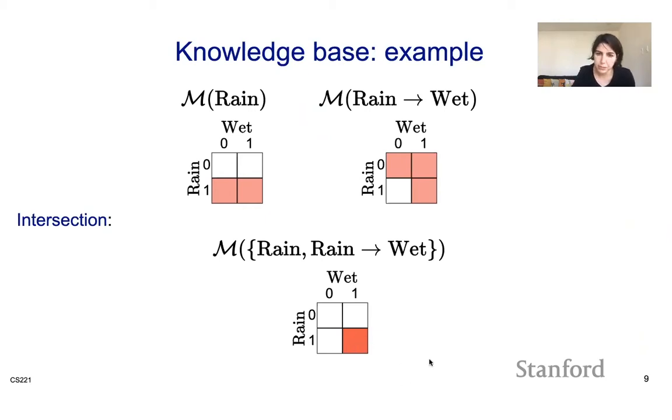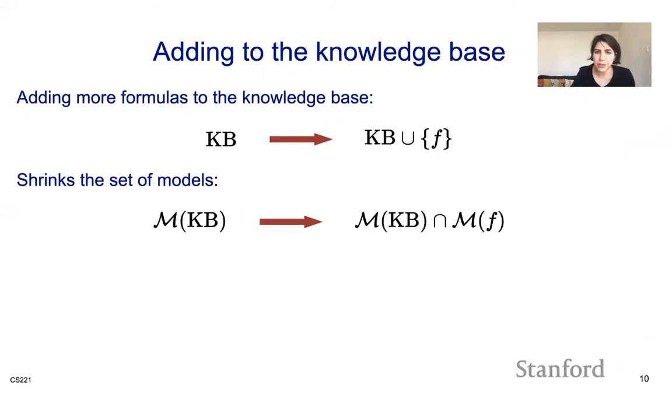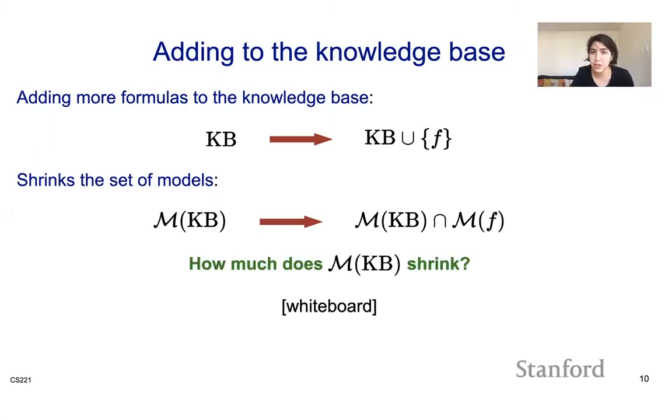All right, sounds good. And this is what I've already basically mentioned. We have a knowledge base. If we add a formula to it, we increase the size of our knowledge base, but we are shrinking the size of the set of models because we are constraining things more and more. So we are constraining the meaning part.